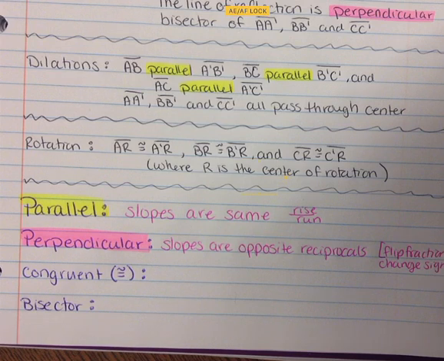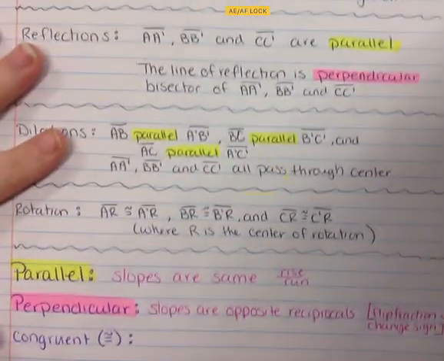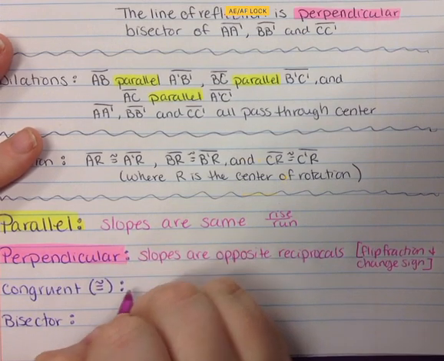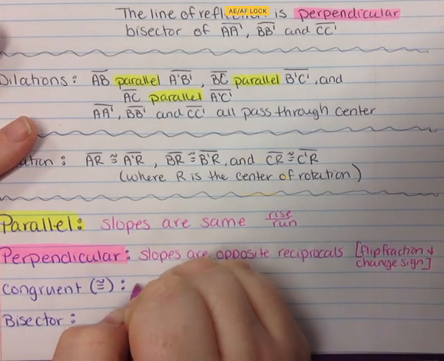Now for congruent, what you do is you use the Pythagorean theorem or the distance formula. You could do either one. So congruent means you prove that the values are equal using the distance formula.